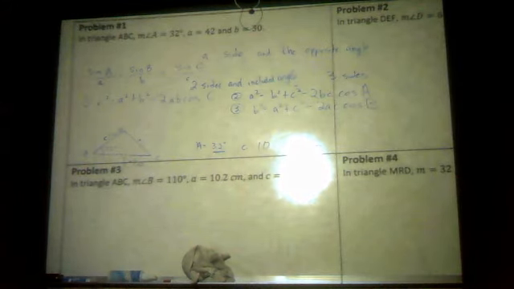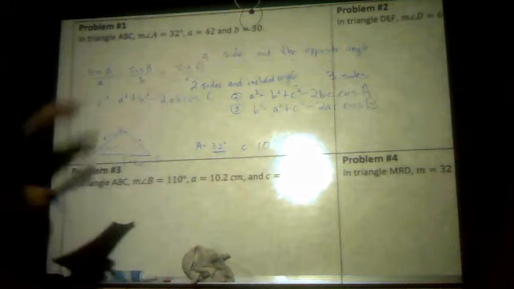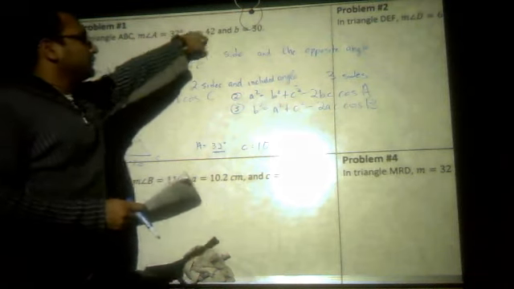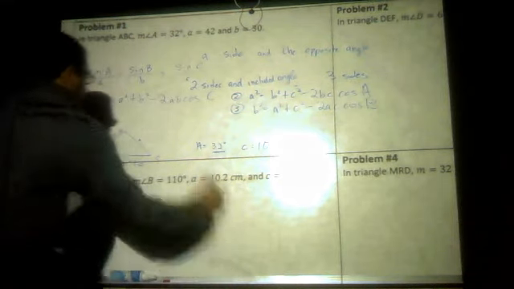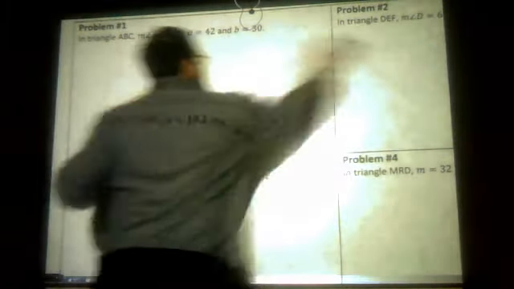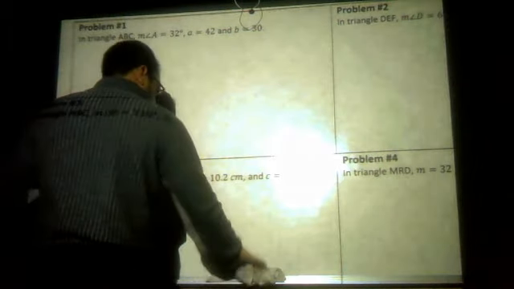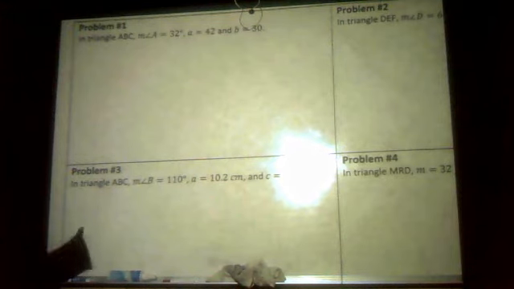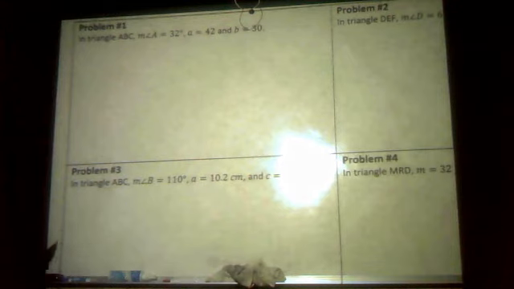So the question reads, in triangle ABC, the measure, so m angle A means the measure of angle A, is equal to 32 degrees, a is 42, and b is 30. Now the directions tell you that you have to be able to solve for all the missing information. So first thing it says, draw a triangle which includes the given information. Number 2 is decide if you will be using the law of sines or cosines. And the third thing is find all the missing information.